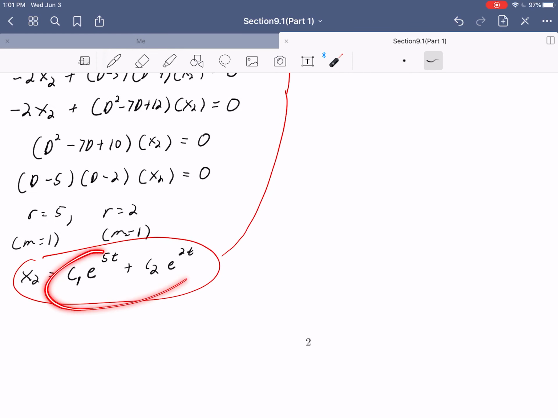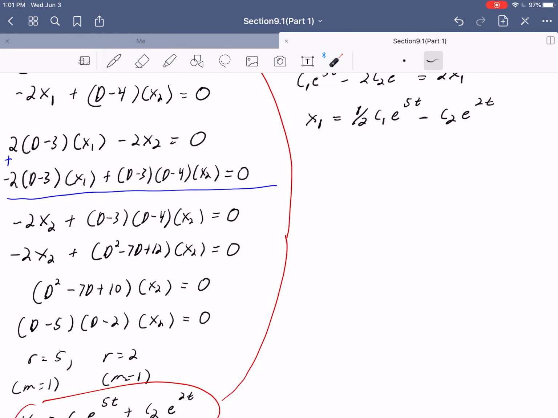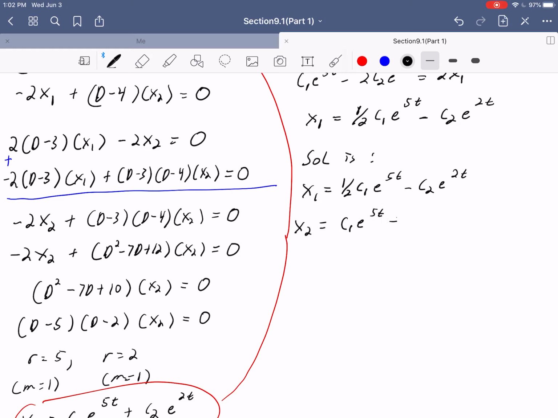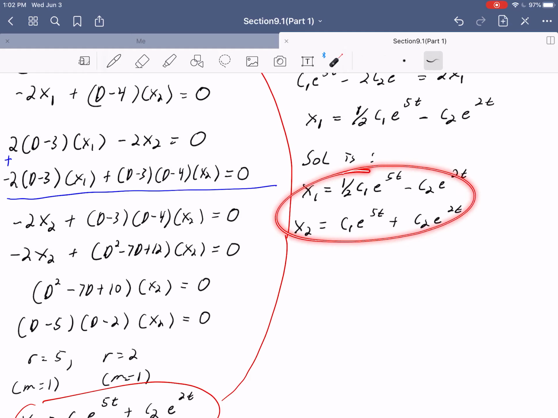And, of course, we know what x2 is. So how could we actually say our solution? We could say our solution is x1 equals 1/2 c1e^(5t) minus c2e^(2t), and x2 is c1e^(5t) plus c2e^(2t). There we go. Now, like I mentioned, in our next video, in section 9.2, we're going to learn how to formulate this as a vector. So let's think about this as a vector function.